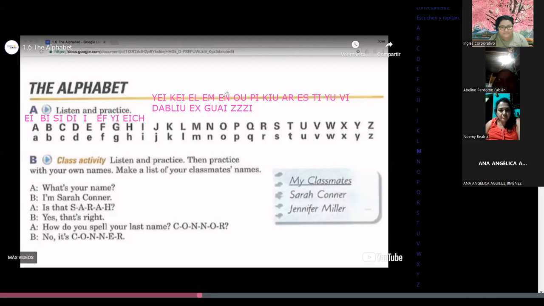Pero las demás creo que sí se entendieron, yes? K, J, K, L, all right. So now let's practice. Vamos a ver así como están. Okay, the first one, A, repeat with me. A.